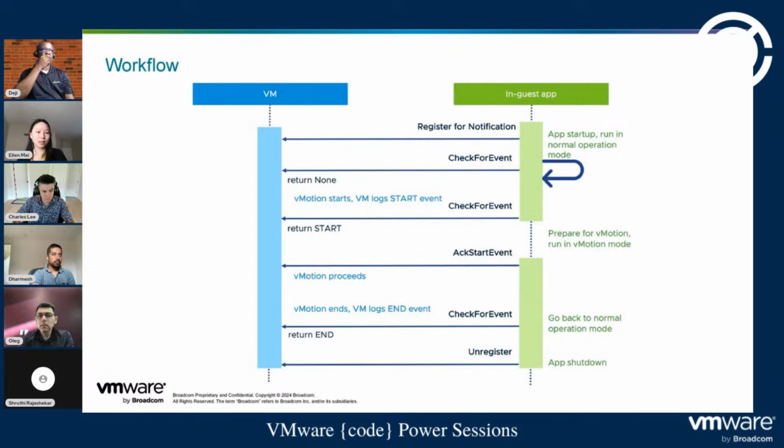Now the app sees the vMotion start event, picks it up, prepares itself for the event, and then sends an acknowledged start event back. Once vMotion proceeds and completes, it will generate an end event that gets picked up by the app, and the app can now roll back the steps it took to prepare for vMotion. So that's the holistic workflow and a high-level overview of the feature. And in the next section, Oleg will dive into technical details and how to actually use the feature.